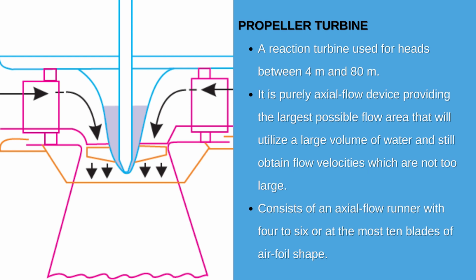The propeller turbine consists of an axial flow runner with 4 to 6 or at the most 10 blades of airfoil shape. The runner is generally horizontal, that is the shaft will be vertical. The blades resemble the propeller of a ship, that is why it is named propeller turbine. In the propeller turbine, as in Francis turbine, the runner blades are fixed and non-adjustable. The spiral casing and guide blade are similar to those in Francis turbine.